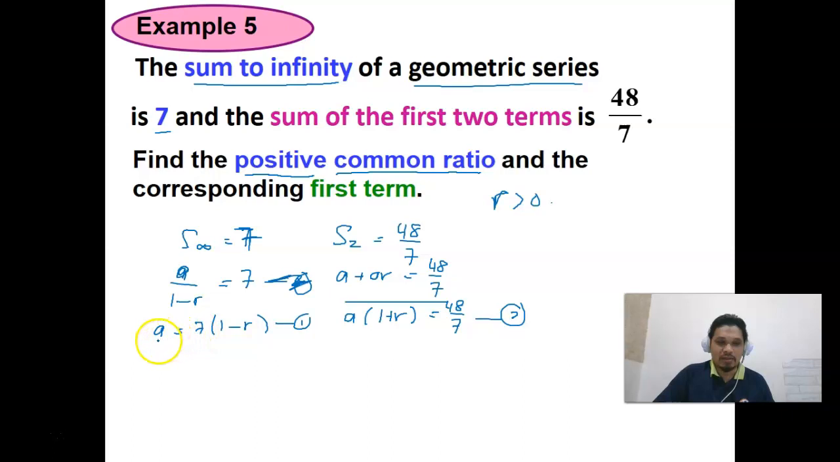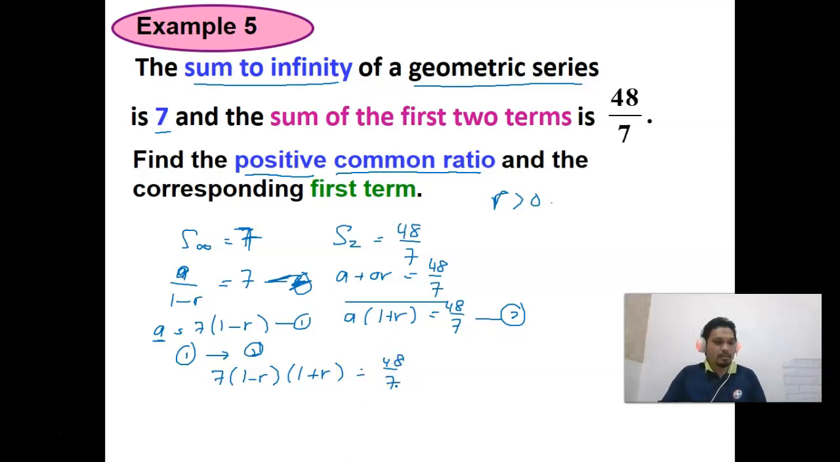Now I have this A, 7 times 1 minus R, and this also A multiplied with 1 plus R equal to 48 over 7. Meaning I'm going to substitute this statement of A from equation 1 into equation 2. So 7 times 1 minus R, multiplied with 1 plus R, equal to 48 divided by 7. So what's next?